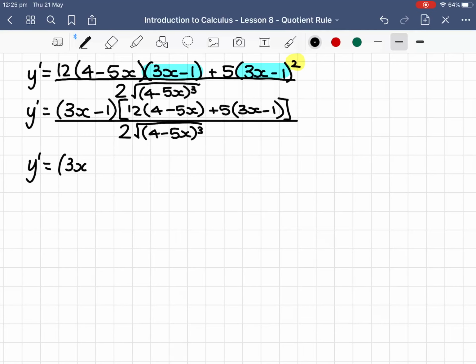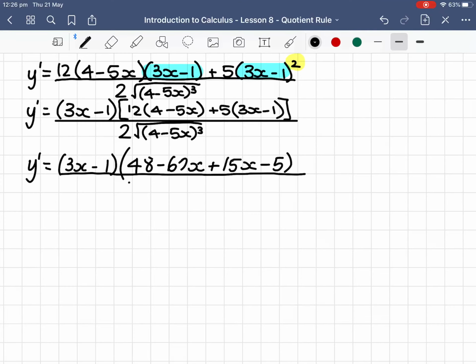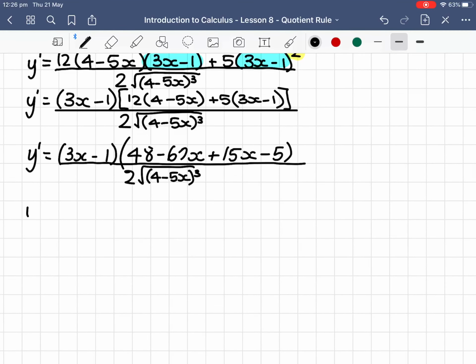And so then we can keep our 3x minus 1 as our factor out the front, and then work out what this bracket is going to be. So it's 12 times 4, which is 48, minus 12 times 5x is minus 60x, plus 5 times 3x is 15x, and then 5 times minus 1 is minus 5, all over our 2 root 4 minus 5x all cubed.